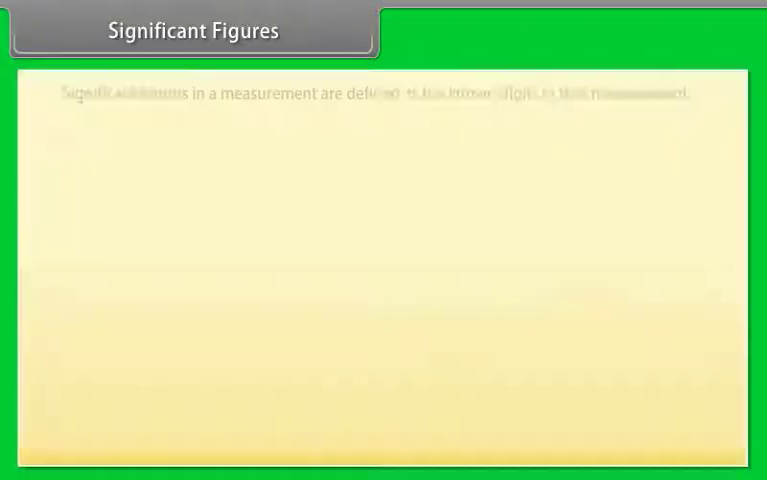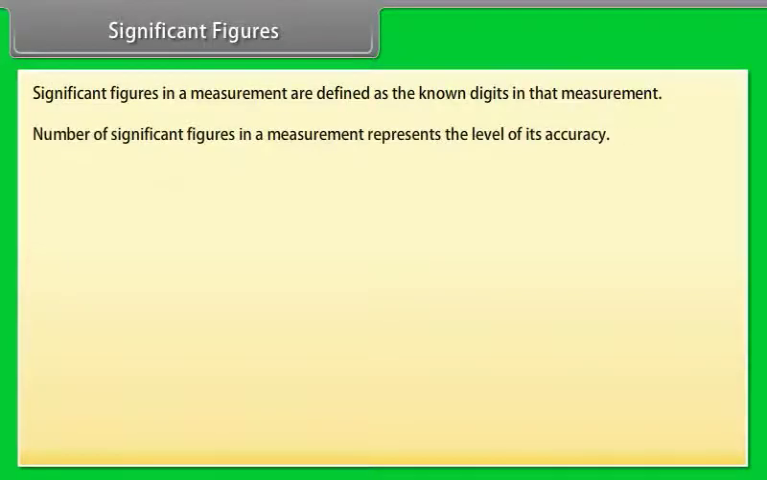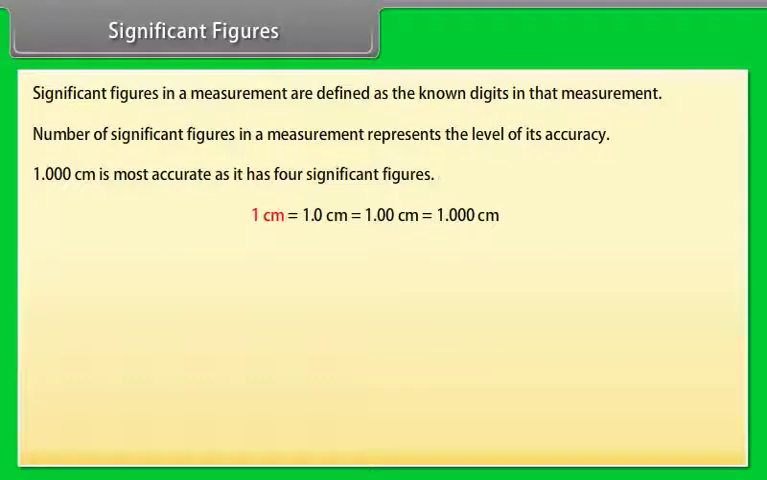Significant figures. Significant figures in a measurement are defined as the known digits in the measurement. The number of significant figures in a measurement represents the level of its accuracy. It means the more significant figures a measurement has, the more accurate that measurement is. Let us take an example. 1.000 centimeter is most accurate as it has 4 significant figures.